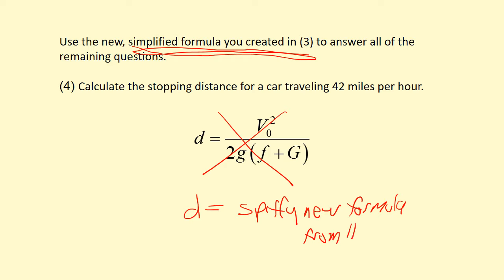So the other thing I want to highlight here is the units. This is 42 miles per hour. Remember that the formula, any version of this formula, wants feet per second. So you're not going to plug 42 miles an hour directly into your spiffy new formula from number 3. You're going to have to make this number into a feet per second first, and then you can plug it in to your new formula.